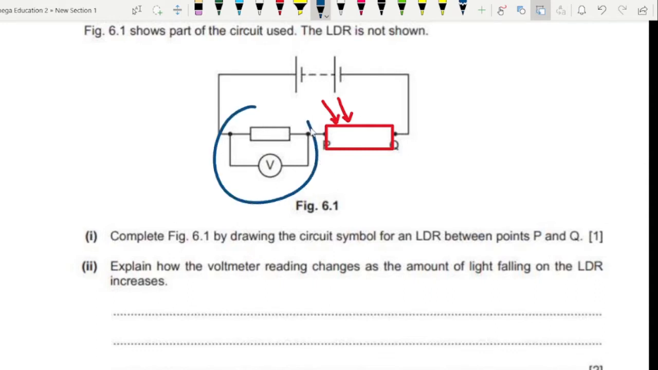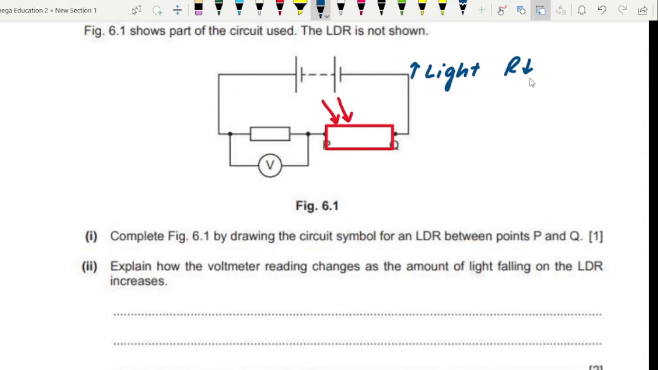Rather, the voltmeter is connected over here with the other resistor. So let's see what happens to the voltmeter reading as the light increases. When the light increases, the resistance of the LDR drops, in the bright light. Or as the intensity, or as the amount of light increases, the resistance of the LDR drops. This is something that we studied in the theory.